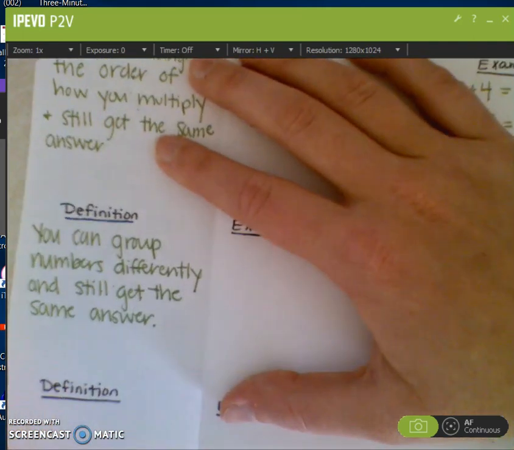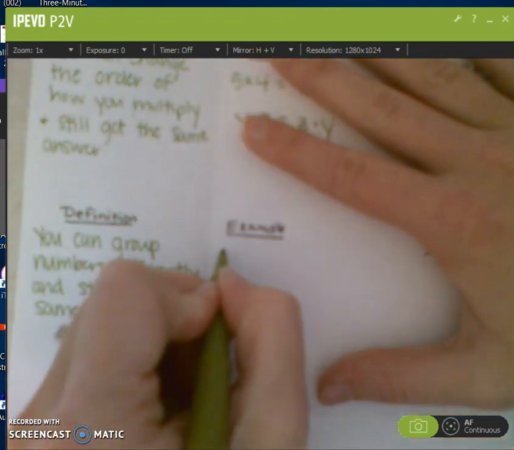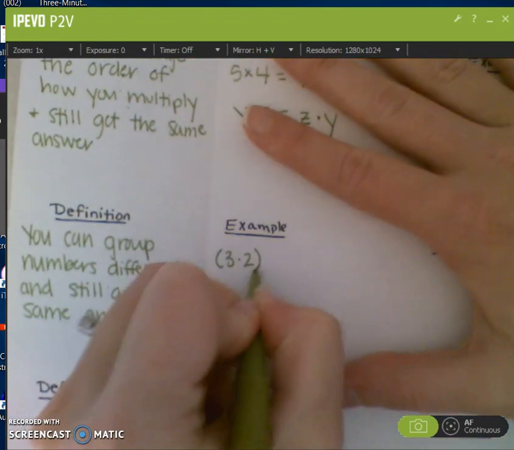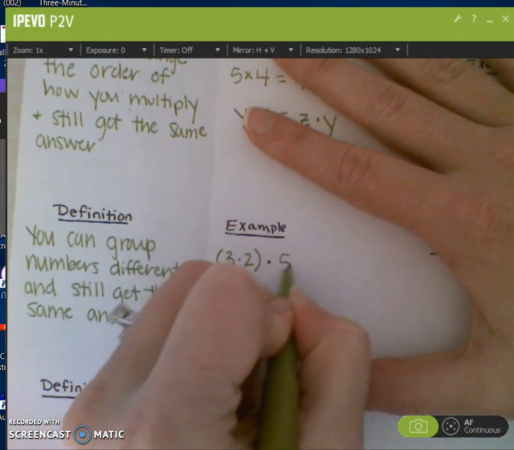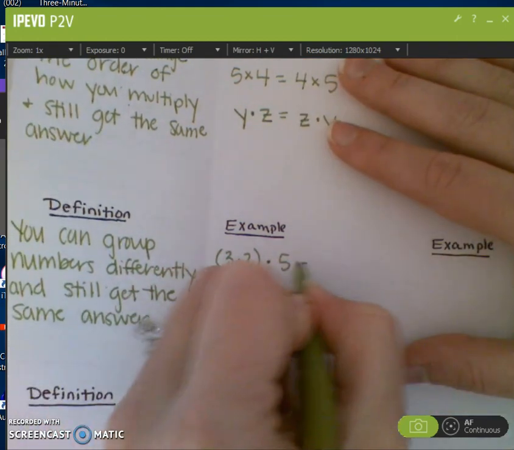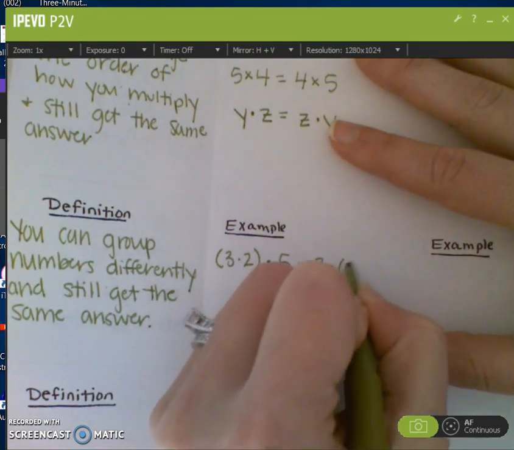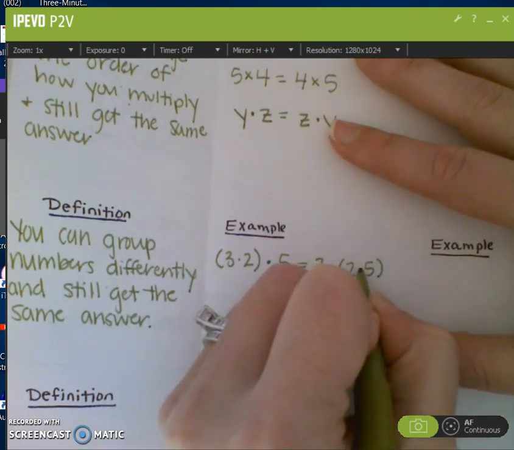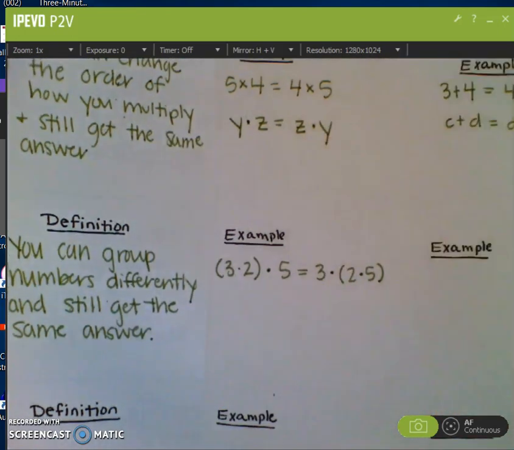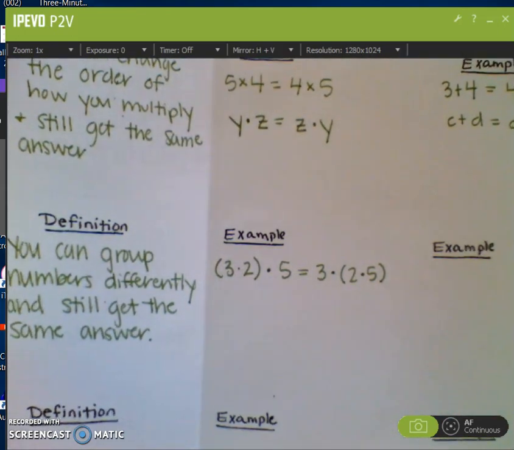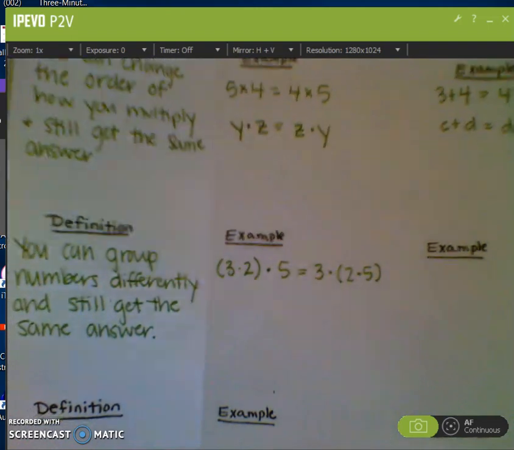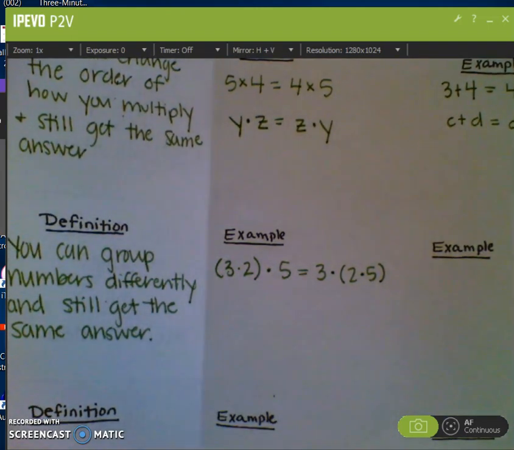So what we mean by that is we could do 3 times 2 in parentheses and then multiply all of that by 5, and that's the same as 3 times the quantity 2 times 5, where 2 and 5 are in parentheses. So whenever we see parentheses, a lot of times we can kind of deduce that it's either the associative property or the distributive property, which we'll talk about soon.